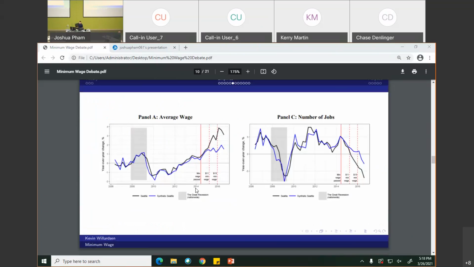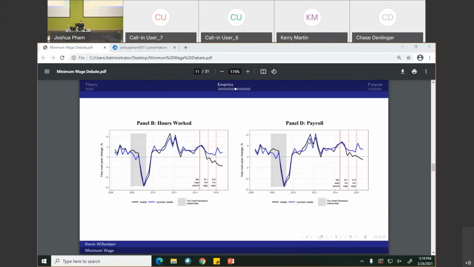These blue lines are the synthetic or the kind of the fictional city that they built to match Seattle. The black line is Seattle. The first red line is the initial treatment period. So you can see that prior to the minimum wage, the blue line and the black line kind of resemble one another, and then about 8 months later, they start to split. Seattle has a higher average wage, which again is what we would expect if low-wage workers are the first ones let go. Finally, you see the number of jobs. Seattle loses more jobs relative to the synthetic control post the treatment period. You see the same thing in terms of hours worked and payroll, right?